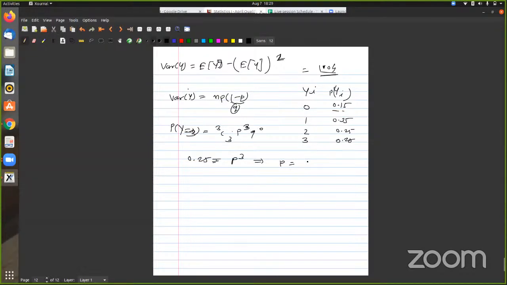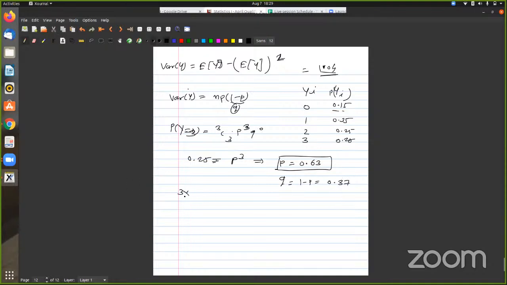Let me calculate. It is 0.6299 something. So 0.63, if we round it off. So this is the value of p. Then what is the value of q? It is 1 minus p, so 0.37.